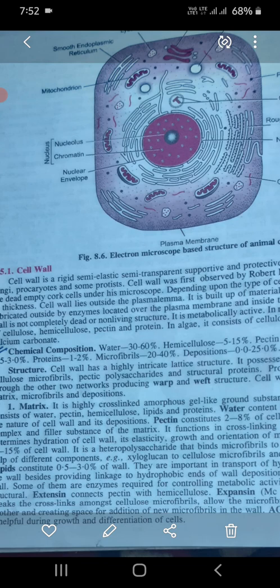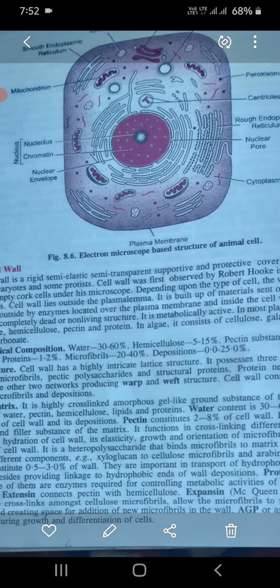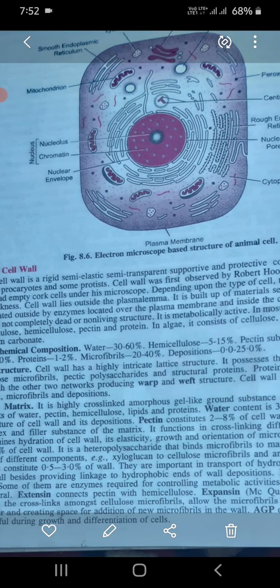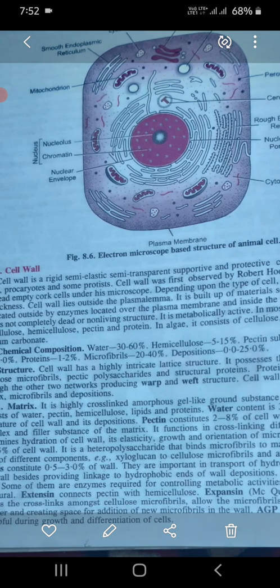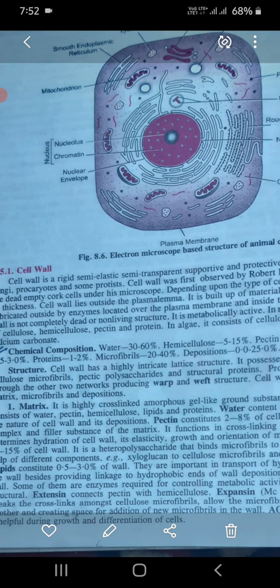Cell wall is a rigid, semi-elastic, semi-transparent, supportive and protective covering of cell in plants, fungi, prokaryotes and some protists.